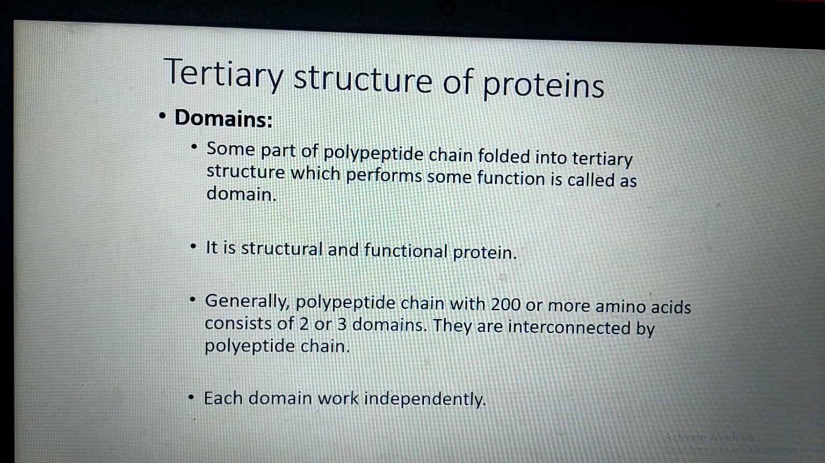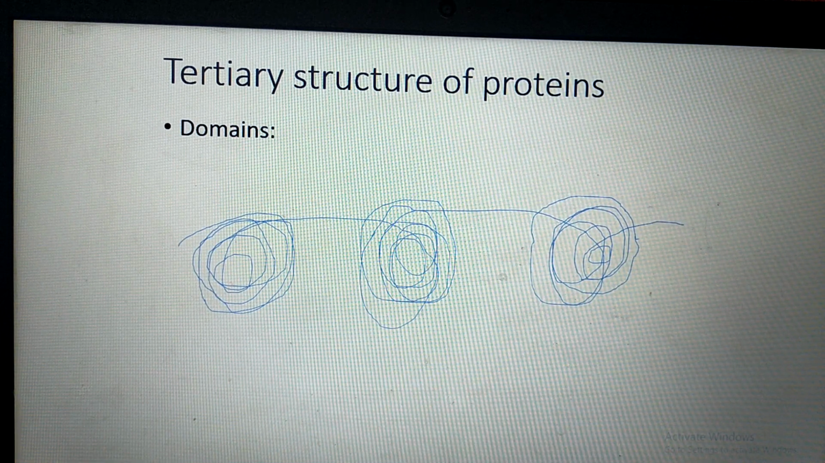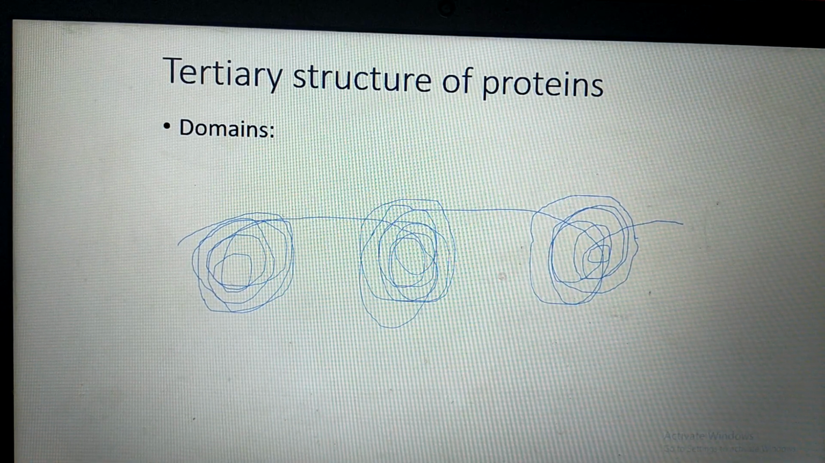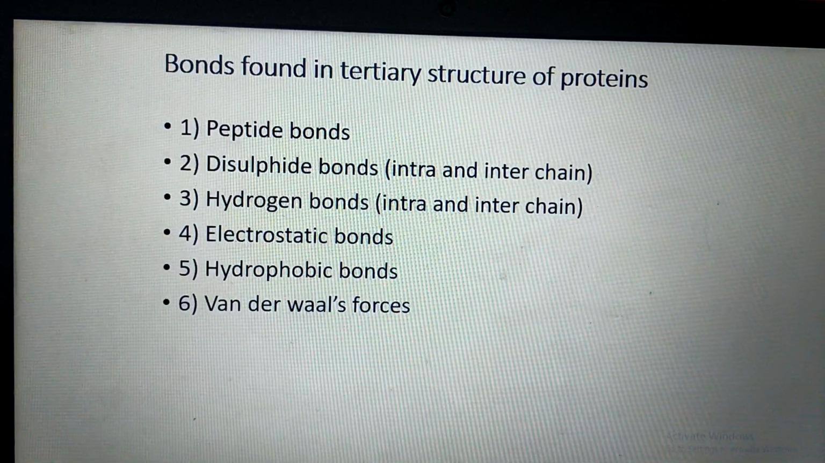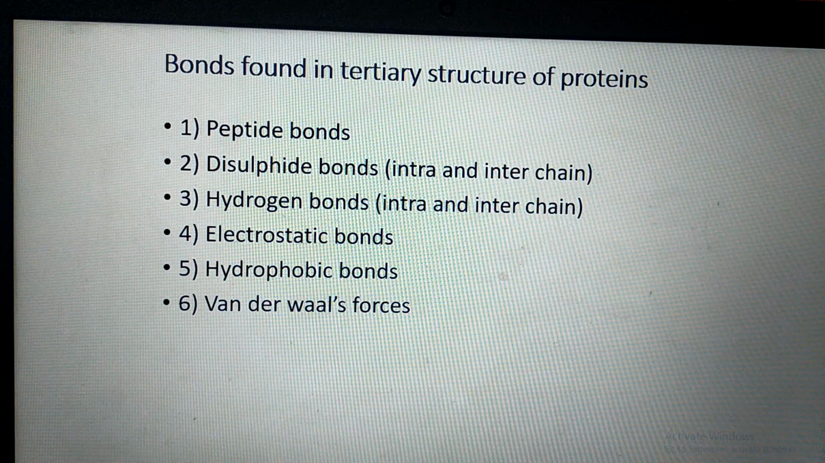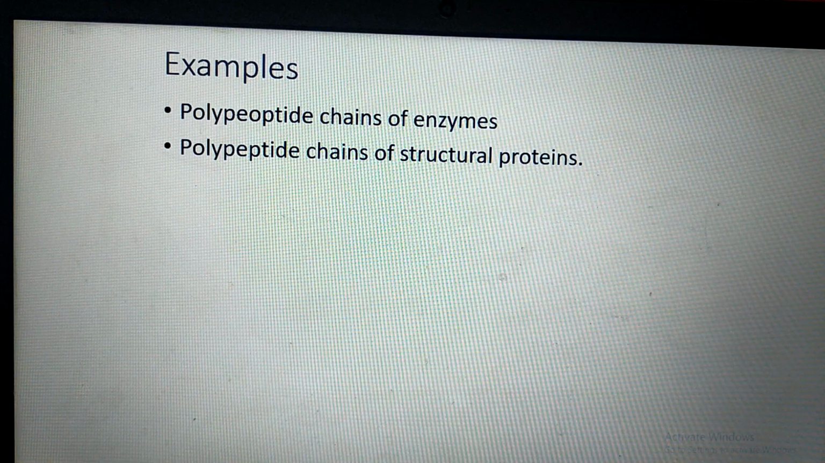Generally a polypeptide chain with 200 or more amino acids consists of 2 or 3 domains, and these are interconnected by polypeptide chain. Each domain works independently. So these are the various domains present in the polypeptide chain. Actually in this way the tertiary structure is present in various domains. The bonds which stabilize the tertiary structure of proteins are again peptide bond, disulfide bond, hydrogen bond, electrostatic bond, hydrophobic bonds and van der Waals forces. Examples of tertiary structure are seen in various enzymes and structural proteins.